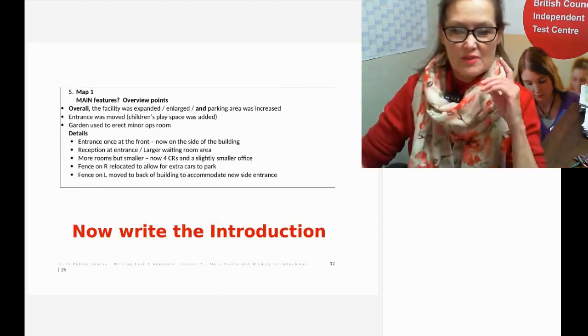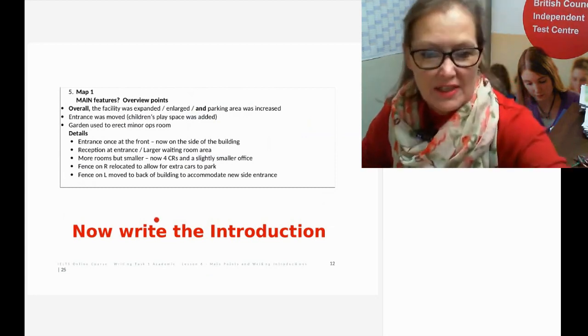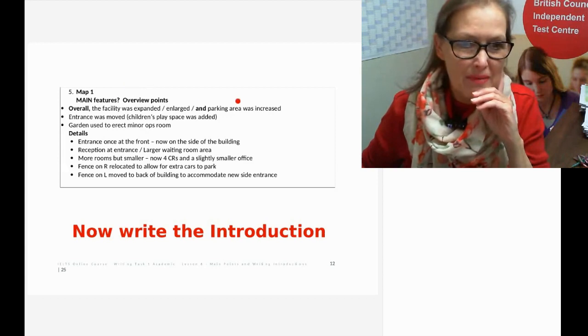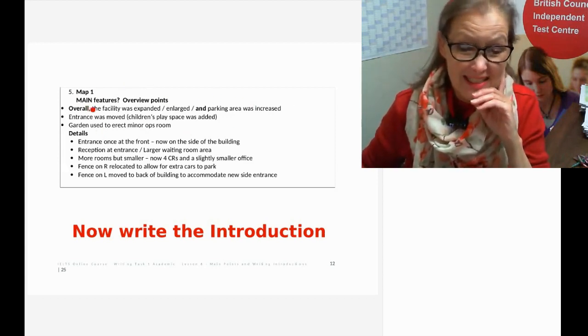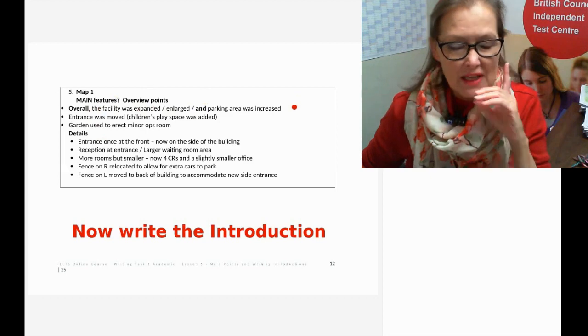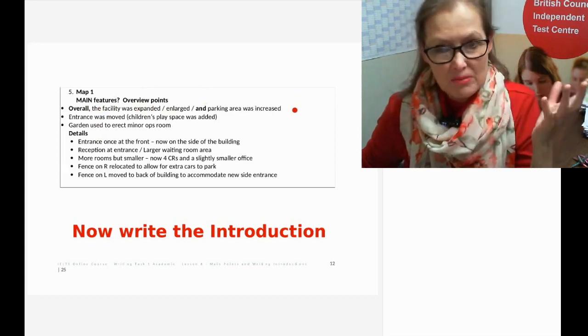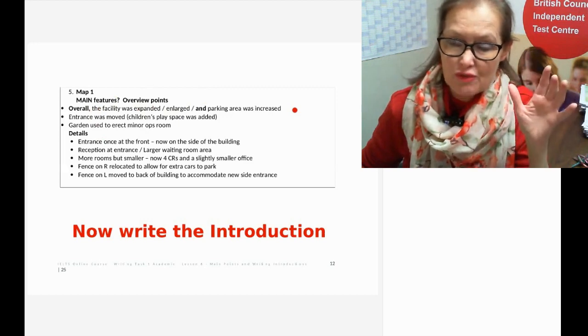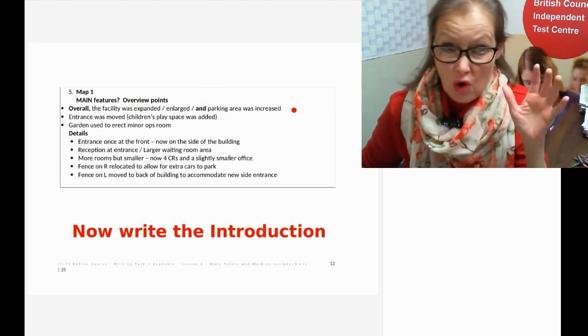Okay. So this is what mine looked like. Now we write the introduction. That should be on the next page. So this is what my main features look like. Overall, the facility was expanded or enlarged, and the parking area was increased. Now, everyone might interpret this graph slightly differently. So if you had something slightly different, it's not wrong, okay?